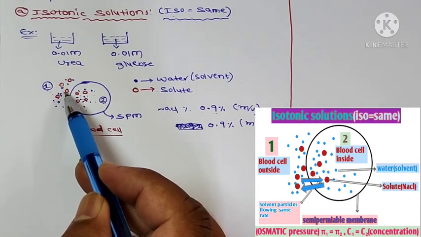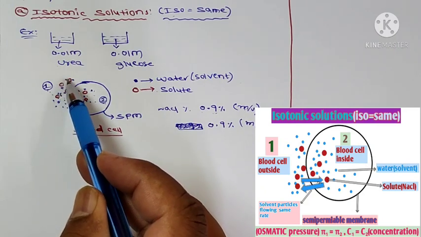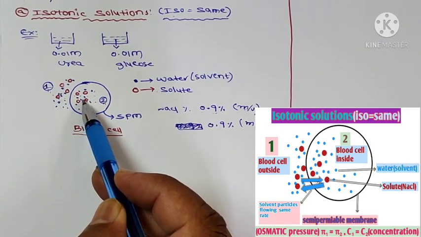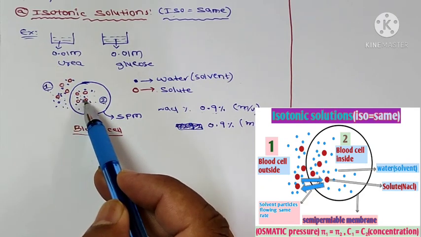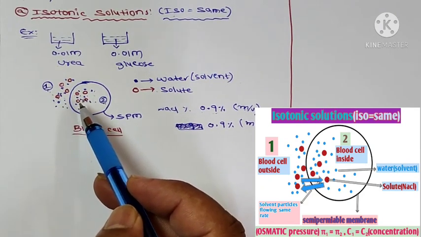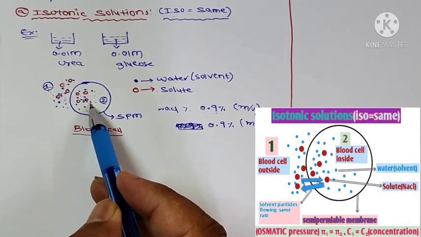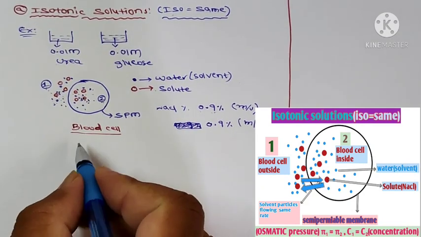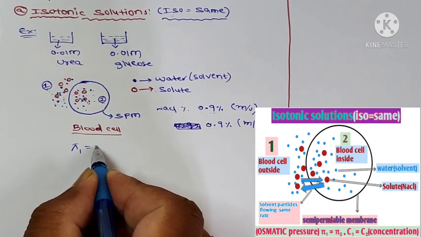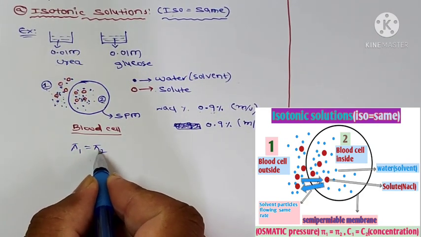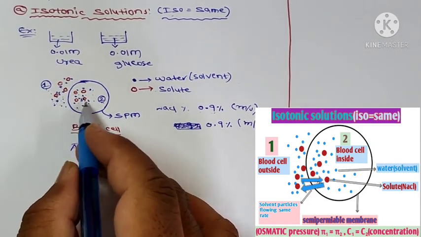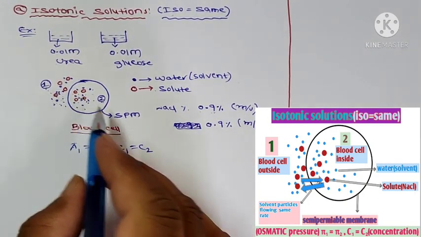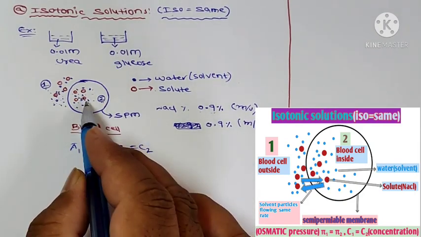See here, the solute particles are same outside the blood cell and inside the blood cell. So these two solutions having same concentration. Consequently, these two are having same osmotic pressure. So these two solutions are called isotonic solutions. Outside the blood cell and inside the blood cell, the osmotic pressure is same, means pi 1 is equal to pi 2, and the concentrations also same. C1 is equal to C2, outside the blood cell concentration is equal to inside the blood cell concentration.